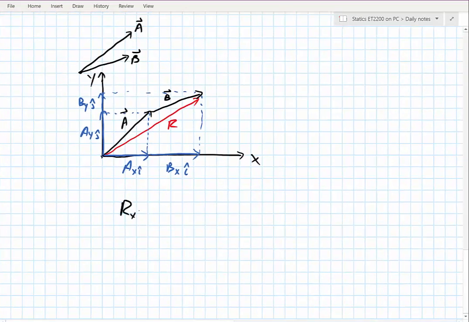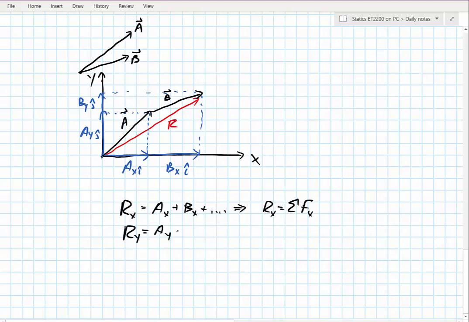In essence, my resultant for the x component is equal to the x component of vector A plus the x component of vector B plus however many you end up having. As a fundamental equation, the resultant in the x is equal to the sum of all of the components in the x direction. Of course, same idea with the y.